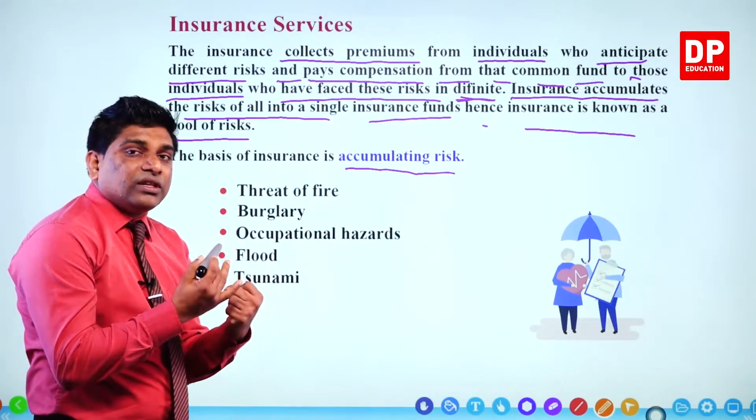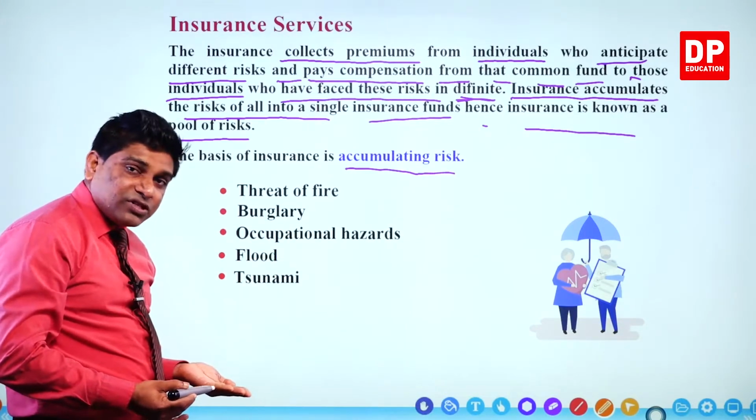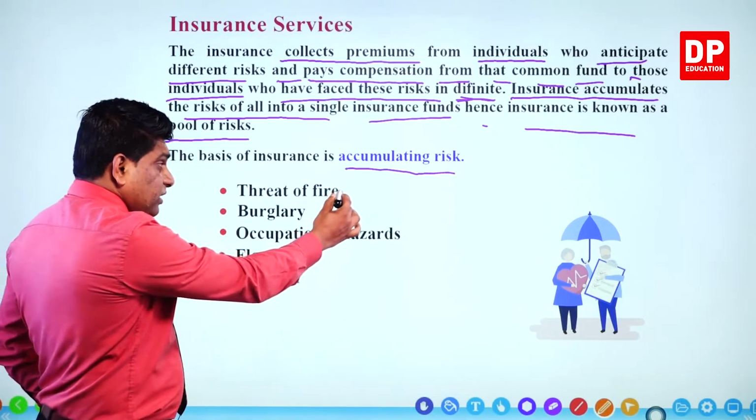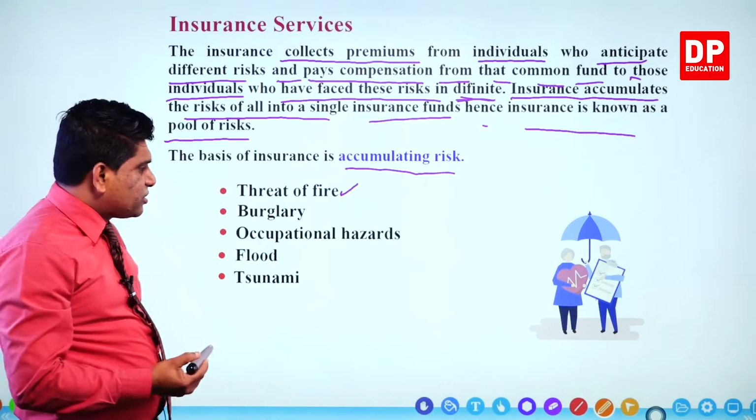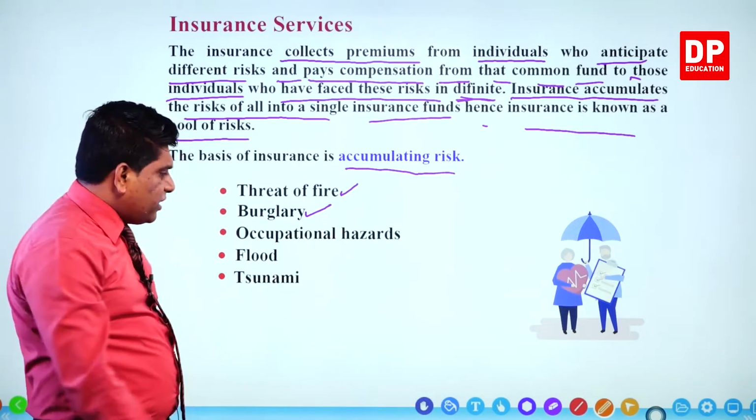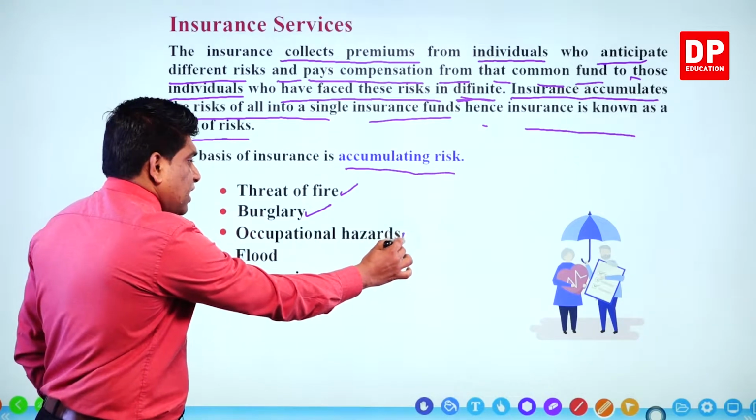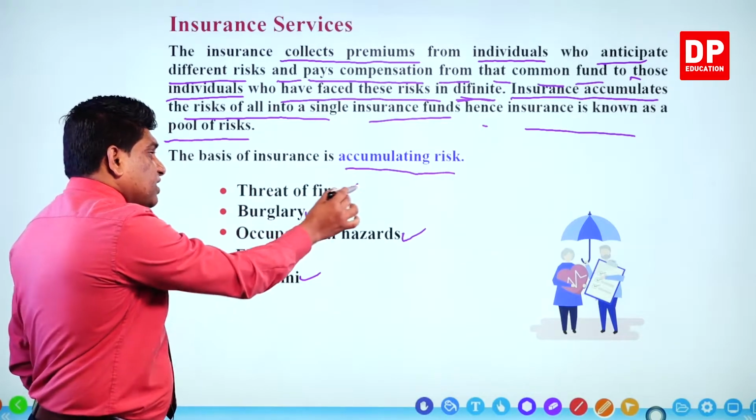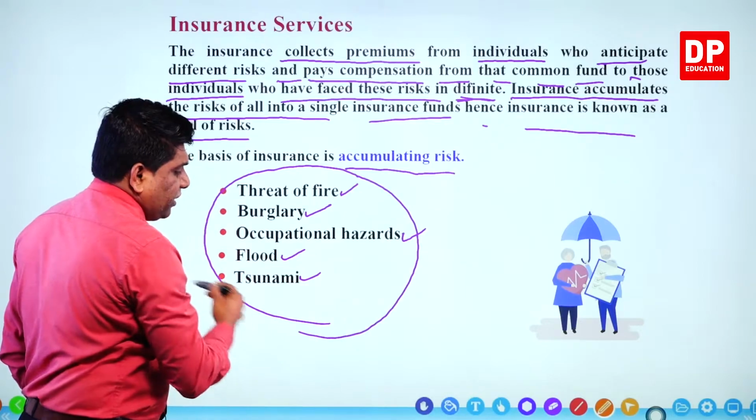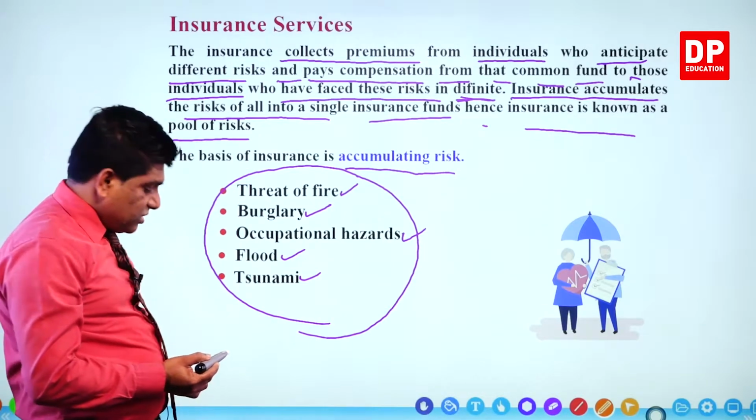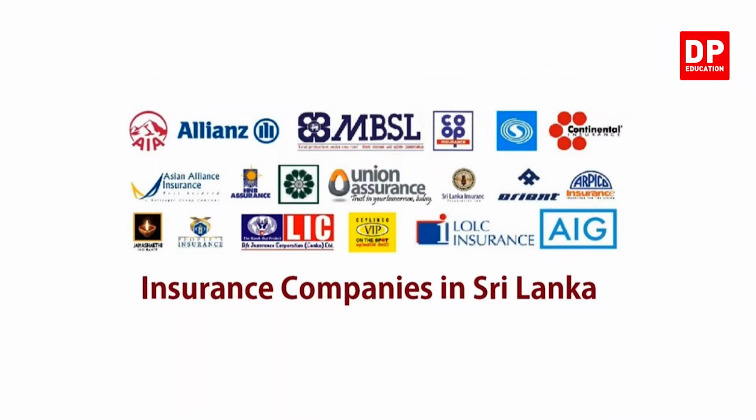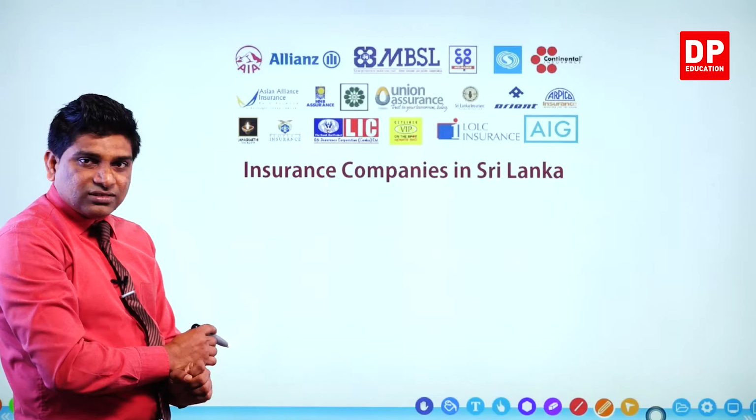Accumulating risk is the basis of insurance. I'll give some examples. Threat of fire, then fire damages. Burglary insurance. Occupational hazards, flood and tsunami. These are the different risks you face. Now, these are the different brand names of insurance companies. You can see different names, government insurance companies and private sector insurance companies. These are examples of different insurance companies in the world.